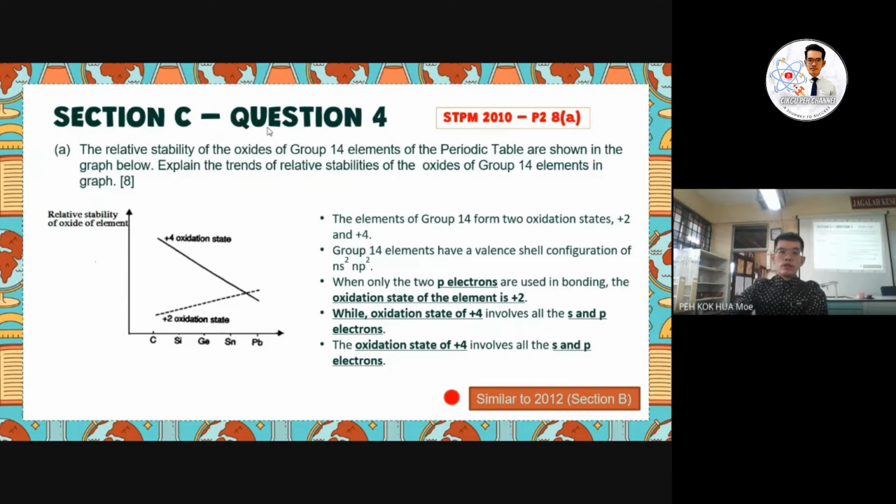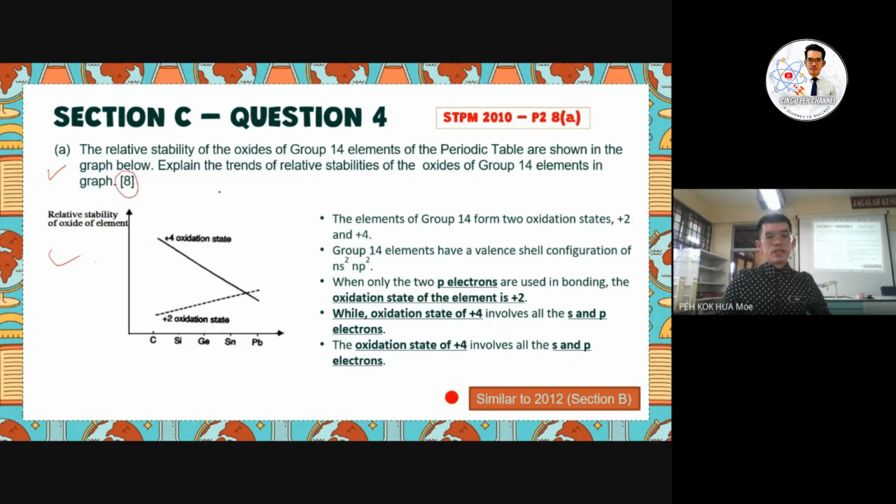Okay, so we go to our question 4. Again, you can see here is a question from 2010, and it is similar to the question from 2012, which we already discussed in section B. So the question is this: the relative stability of oxides of group 14 elements of the periodic table is shown in the graph below. The graph is given. Explain the trends of the relative stabilities of oxides of group 14 elements in the graph. Here we have 8 marks.